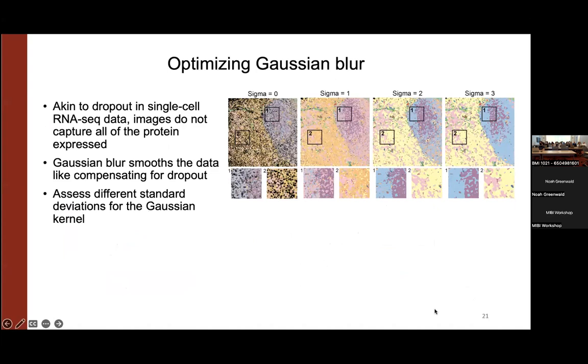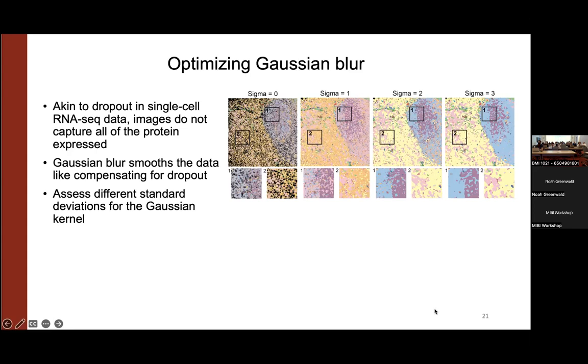The reason for doing a Gaussian blur is similar to why we compensate for dropouts in single cell RNA data. In single cell RNA-seq, you're not actually capturing all the transcripts in your single cells. Similarly here, maybe it's not actually capturing all of the protein expression in the tissue. So you can think about Gaussian blurring as smoothing the data, like compensating for dropouts.